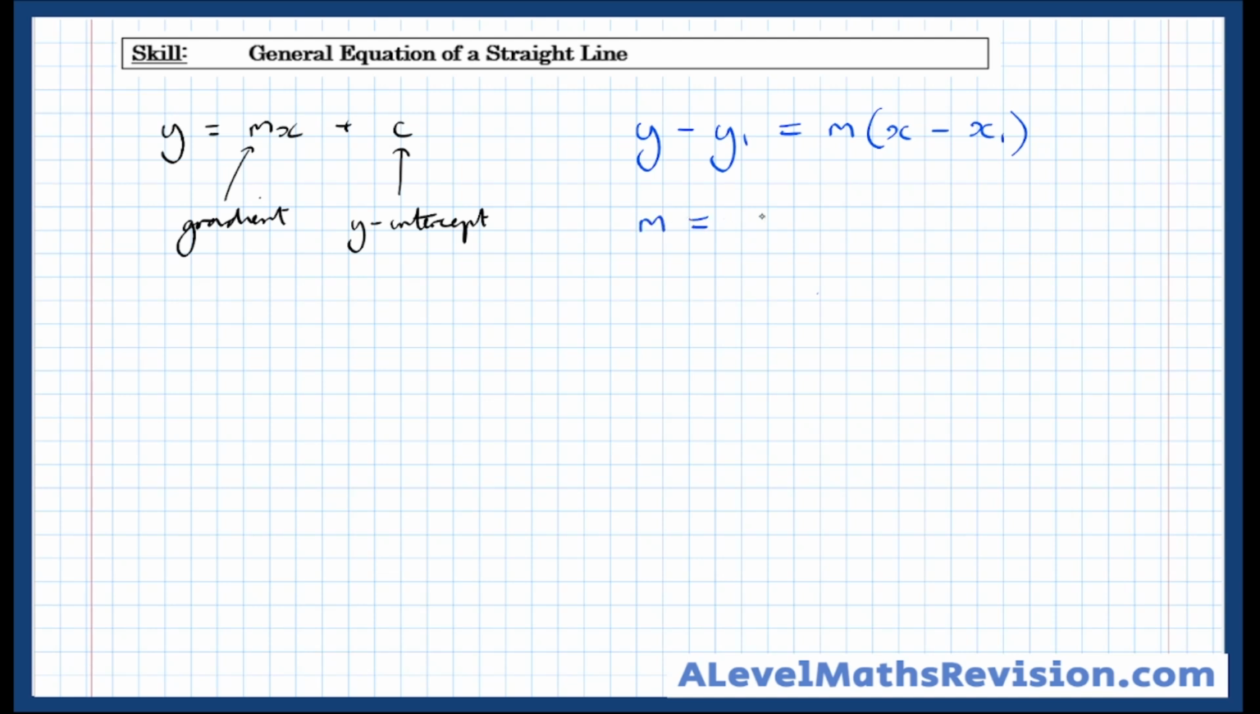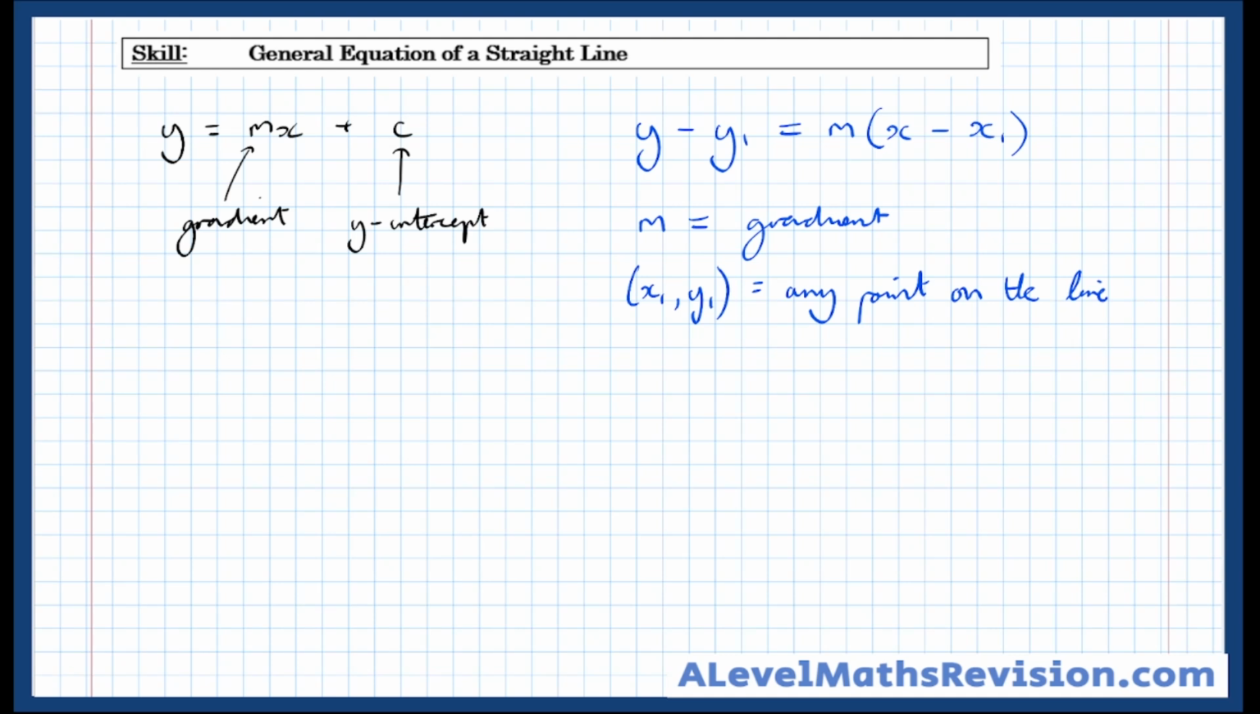And m is the gradient, and (x1, y1) is any point on the line. Now this here, the subscript means we're talking about a particular point on the line. That particular point could be any point on the line, but we are talking about a specific point that we're given.